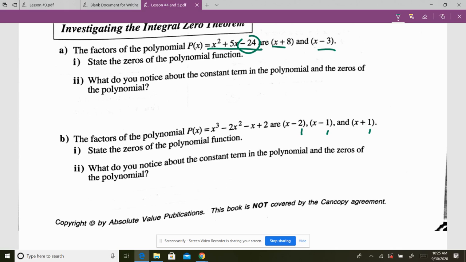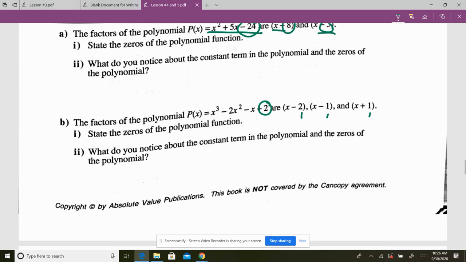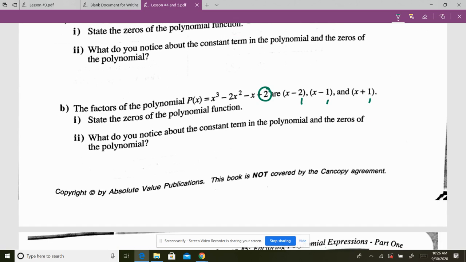It's -2 times -1. Positive 2 times 1 is 2. That is the constant term, same as when you're doing quadratics. 8 and -3 give you -24. So if you multiply these zeros, i.e. what makes each of these 0.